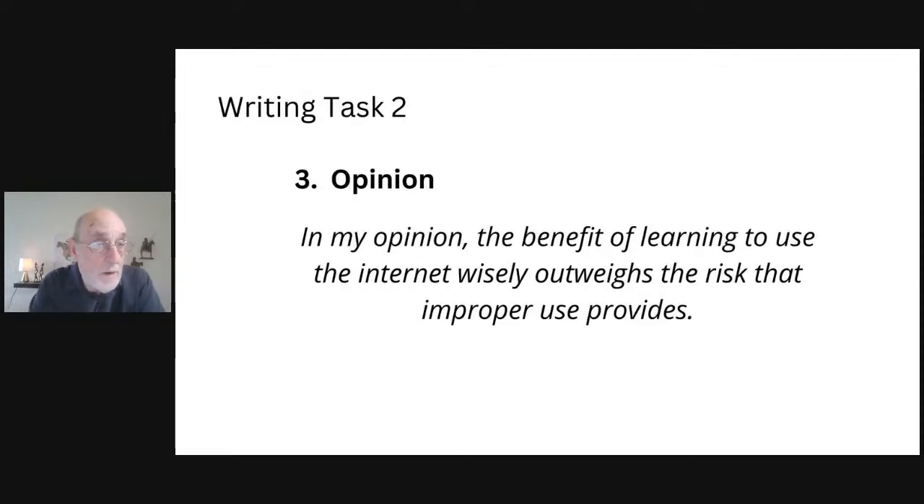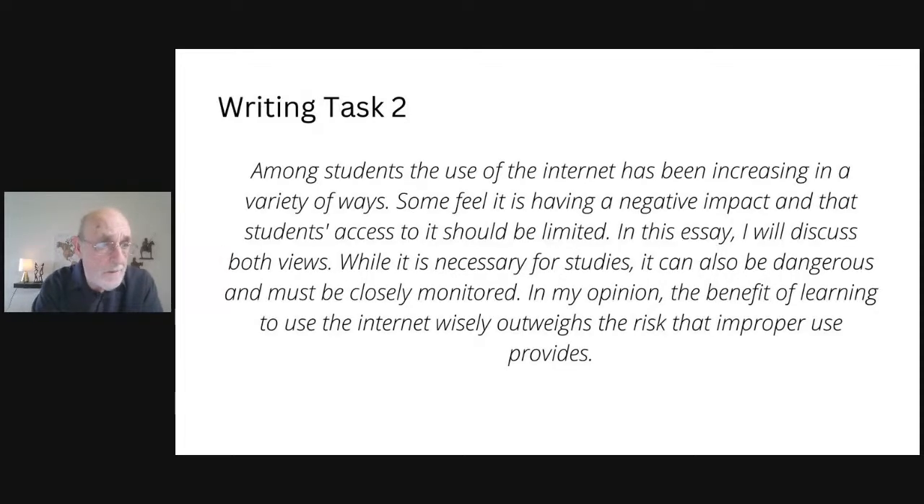And then I'm going to give my overall opinion. In my opinion, the benefit of learning to use the internet wisely outweighs the risk that improper use provides. So now, if I put these all together, I have my introduction. And it was very simple to do because I knew exactly what I was going to put in the body of my essay. I knew the content of the body of how I was going to share my opinion, and this is what made it possible to write an effective and good introduction.